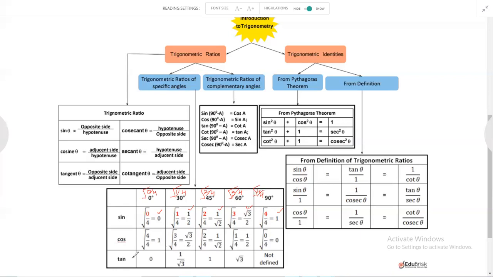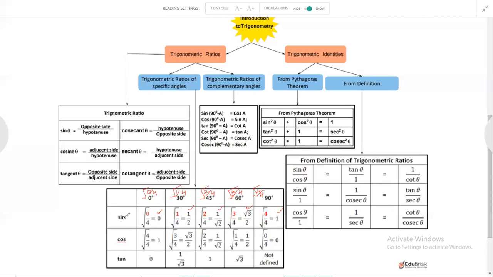Then for tan, it will be the sine ratio divided by the cos ratio. So it will be 0 divided by 1, that is 0. 1 by 2 divided by root 3 by 2, that is 1 by root 3. Then 1 by root 2 divided by 1 by root 2, that is 1. Then again here as root 3 and 1 by 0, which is not defined.